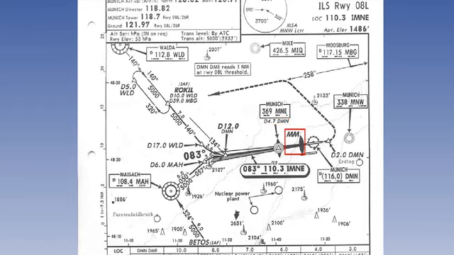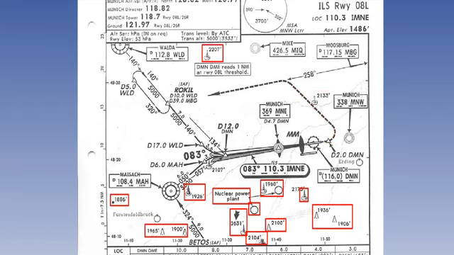We also pass over a facility called the middle marker. Note also that if we have to go around, our missed approach procedure takes us over an obstruction of elevation 2,133 feet, and that there are also several other tall obstructions in the local area.